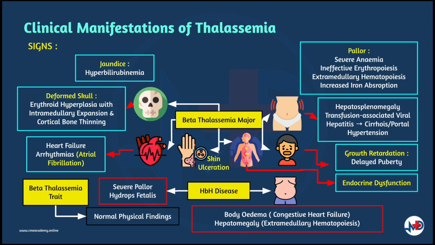In patients with HbH disease, on the other hand, you will notice severe pallor, while those with hydrops fetalis usually die in utero, but those who survive to be born will have massive total body edema with high output congestive heart failure because of severe anemia. In addition to that, there will also be massive hepatomegaly due to heart failure and extramedullary hematopoiesis in these infants.